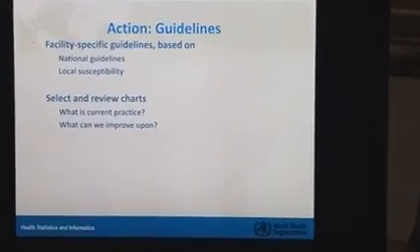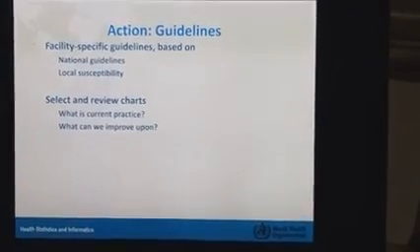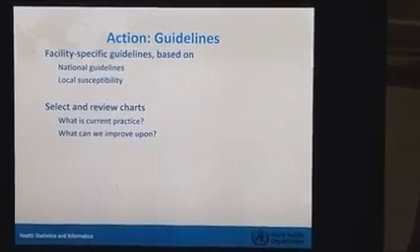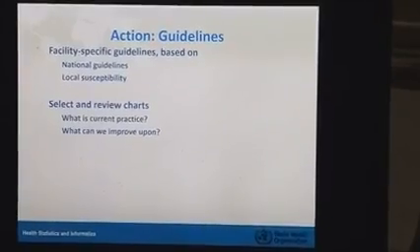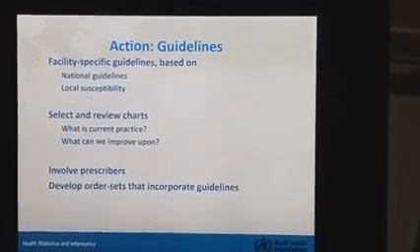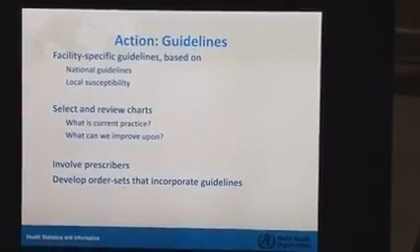Again, for your guidelines, you should take into consideration the practice needs, the practice analysis, the quality measures, and the language in which the guidelines should be written, and also the treatment algorithm and the journey for the guidelines. Without involvement of the prescriber, you will not have an efficient guideline. Develop order sets that incorporate guidelines.